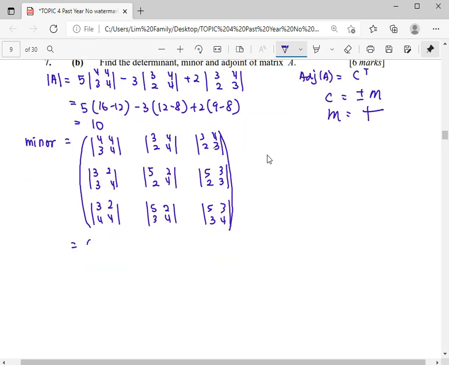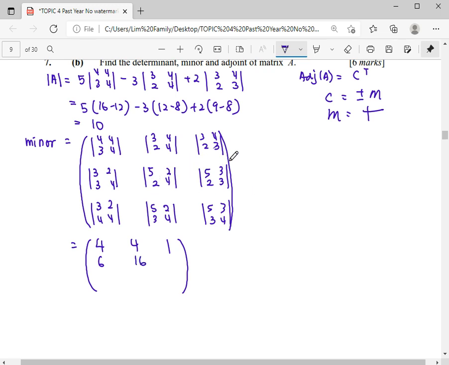Okay, so we simplify it. What's the answer? We simplify by doing AD minus BC. So AD minus BC, all of this. This you're getting 4. This one, 12 minus 8, 4. This one, 9 minus 8, 1. This one, 12 minus 6, we get 6. And then this one, 20 minus 4, we get 16.